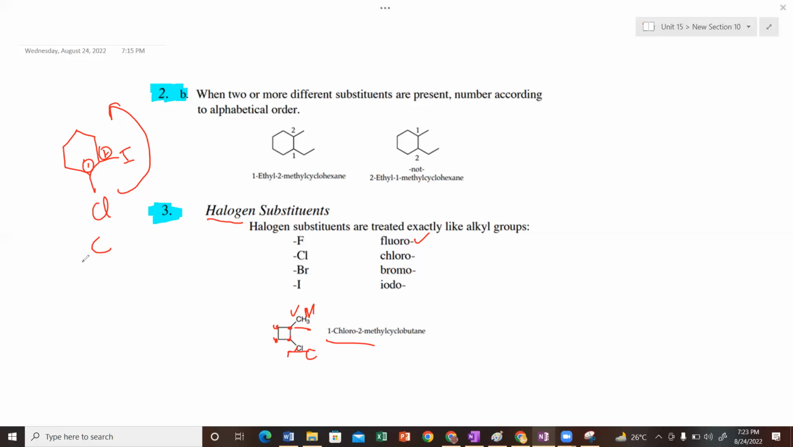So the name of the compound would be 1-chloro, because we know chlorine would be chloro, then 2-iodo cyclohexane, right? The name of this compound would be 1-chloro 2-iodo cyclohexane.